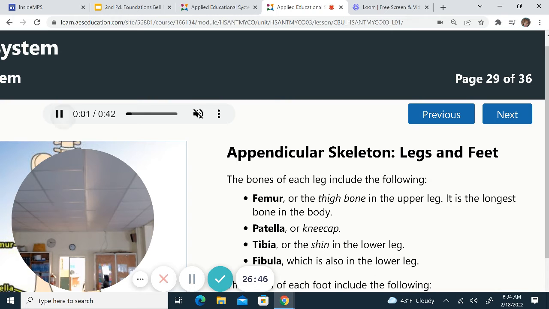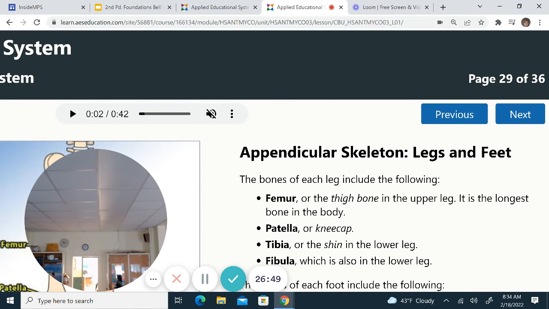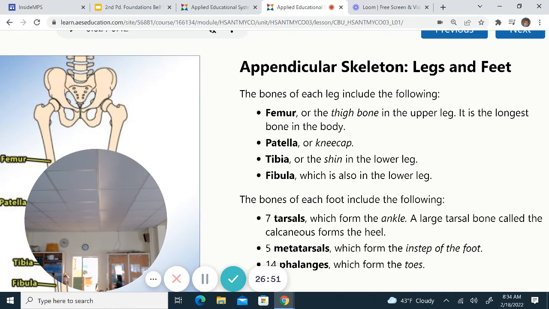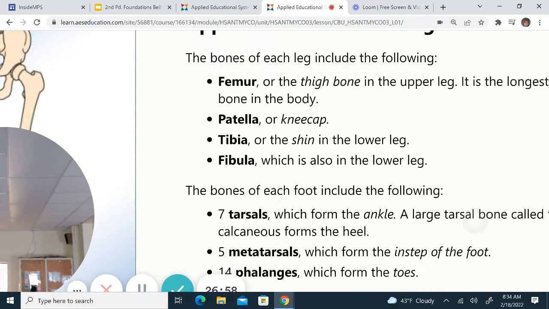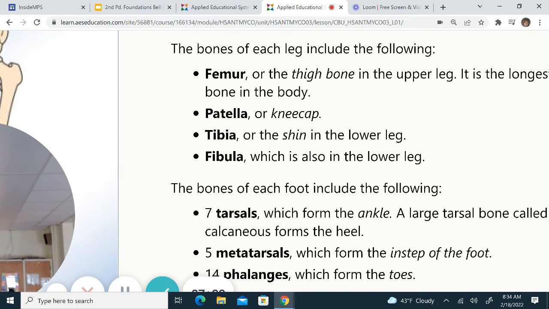Appendicular skeleton. All right. Femur, also called the thigh bone, is the longest bone in the body. So write that down. Also know that your patella is your kneecap. Then you have your tibia, which is the shin of your lower leg, and your fibula, also in the lower leg. So the femur is the upper leg. It's the longest bone in the body.